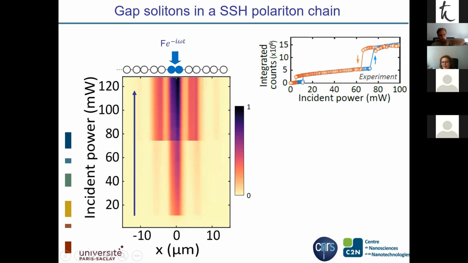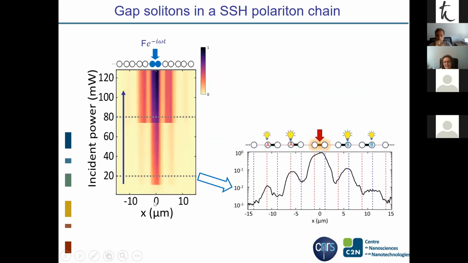So what we see is that there is a first nonlinear jump. And when there is this jump, we see this profile. And then when we scan further, there is a second jump. And you see that this bright region suddenly increased by one dimer on each side. So we create a soliton, which is located on one dimer first, and then on three dimers. So we are going to be interested in these solitons and look at them in more detail.